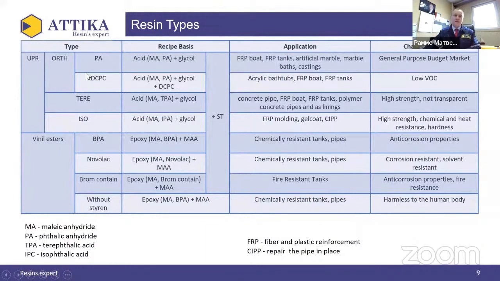You see these tables describe which resins are recommended for different kinds of applications. For example, orthophthalic resins, based on phthalic anhydride and standard glycols, are widely used. They are diluted in styrene, about 30 to 35% styrene. They're widely used in the production of different tanks, boats, artificial marble, laminates. So it's a general purpose, budget, low cost market.